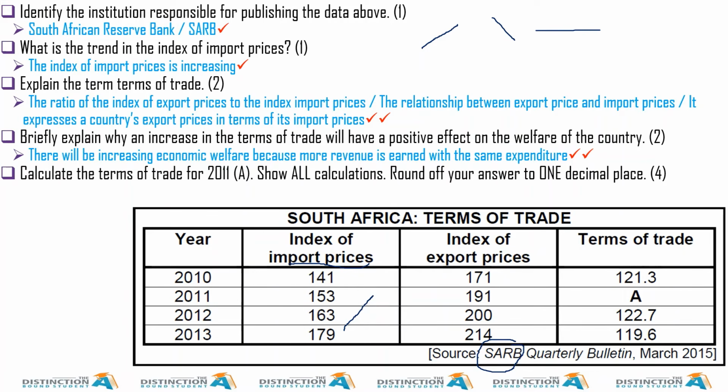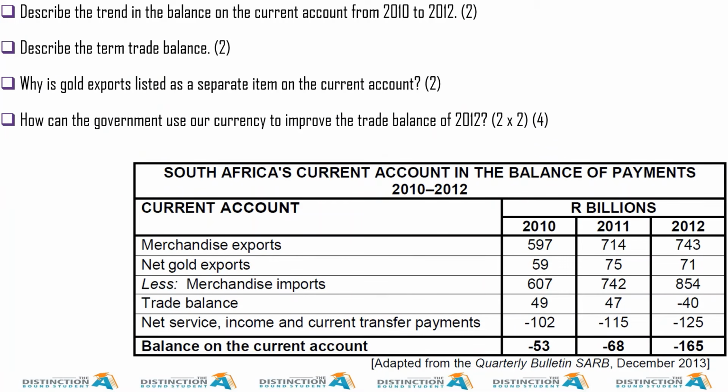Calculate the terms of trade for 2011. Show all calculations. All right. If you check there, we take the 191, for that is the index of export prices. We divide by the index of import prices, then we multiply by 100, we'll get 124, and that will show an increase from 2010. So that will be an improvement in terms of trade.